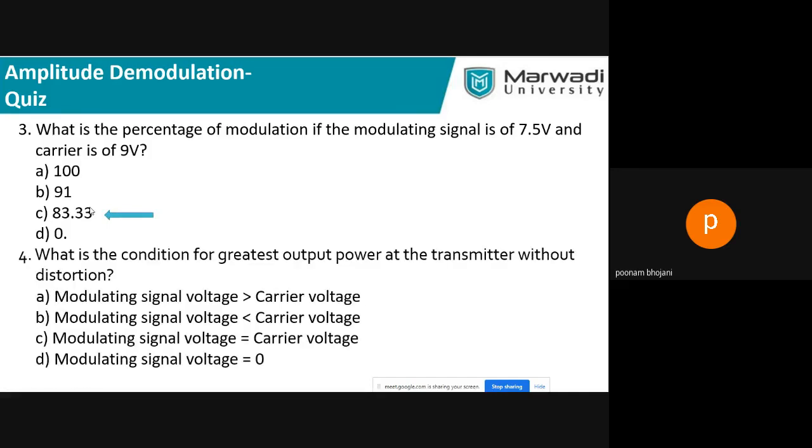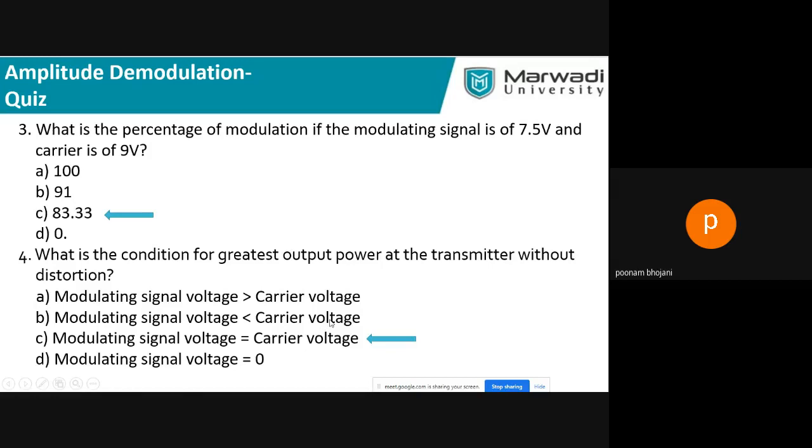Next is, what is the condition for greatest output power at the transmitter without distortion? What is the question actually? They are saying that at the transmitter without distortion, if you want the greatest output power, what should be the condition? Modulating signal voltage greater than carrier voltage, less than carrier voltage, equal to carrier voltage, or modulating signal voltage equal to 0. I already told you that the carrier voltage should always be higher than the modulating voltage. Then only you will get the proper modulation.